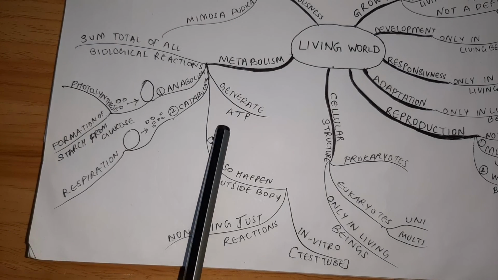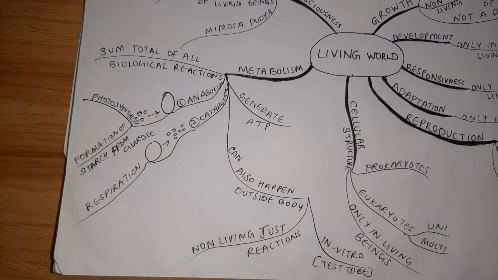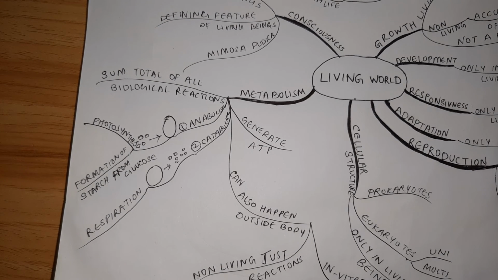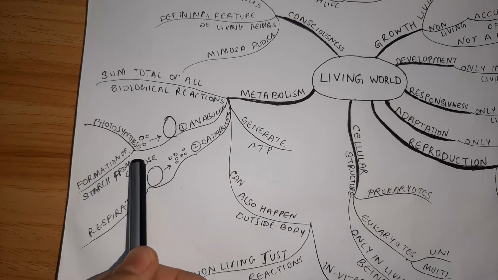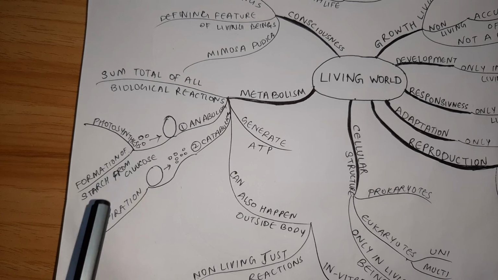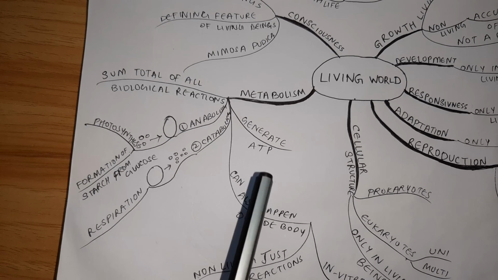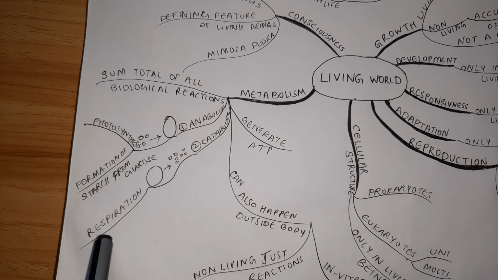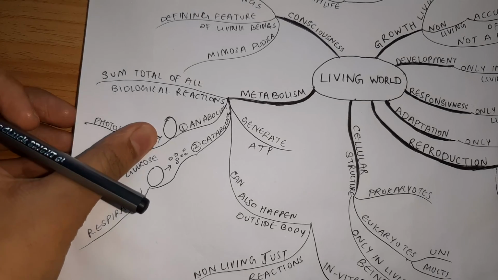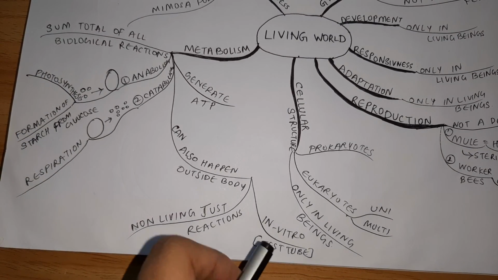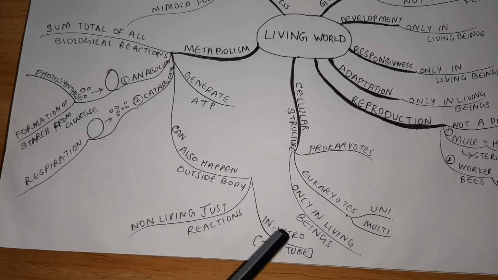Coming to metabolism, metabolism is nothing but the sum total of all the biological reactions happening in our body. It can be of two types, anabolism and catabolism. Anabolism means small molecules combined together to form a bigger molecule. For example, in photosynthesis and in the formation of starch from glucose. Catabolism means breakage of one big molecule into smaller molecules. This can be seen in respiration. Metabolism generates ATP, and this can also happen outside the body, like in vitro in a test tube. When it happens in a test tube, it is said to be non-living, they are just reactions.